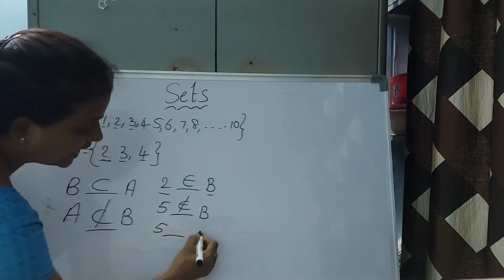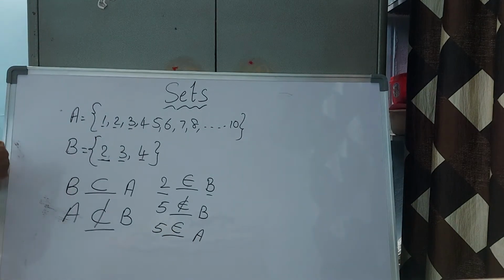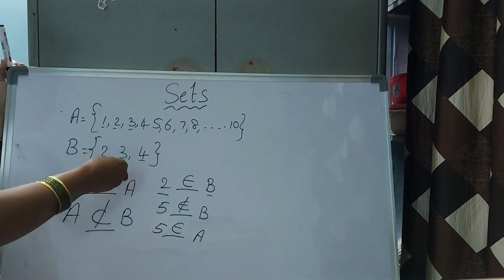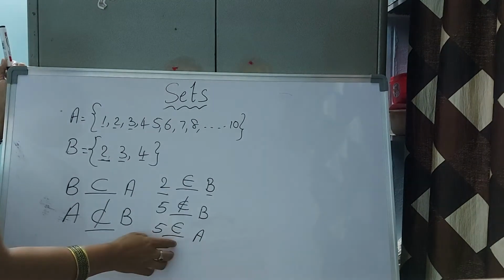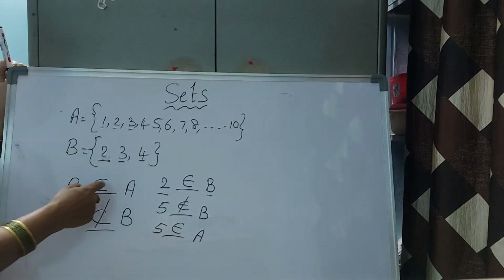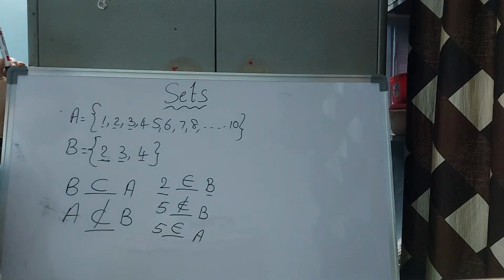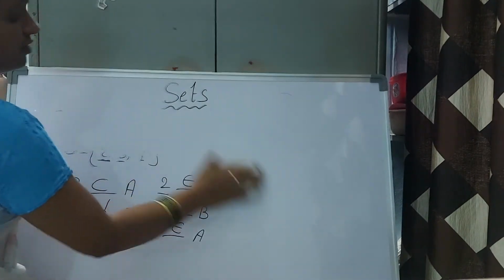5 and set A. 5 belongs to set A. Between an element and a set we have to write belongs or does not belong. If it belongs, we write belongs. If it does not belong, we strike it out, does not belong. Between two sets, we have to write subset or is not a subset. This one.